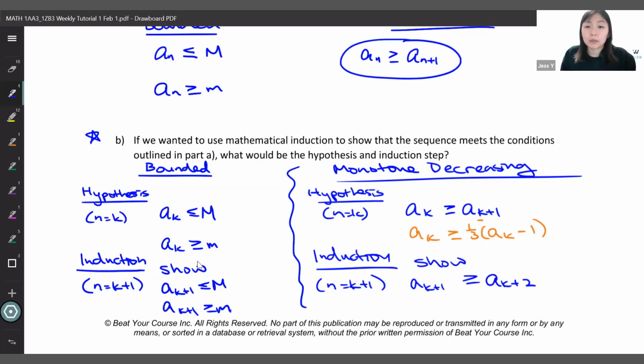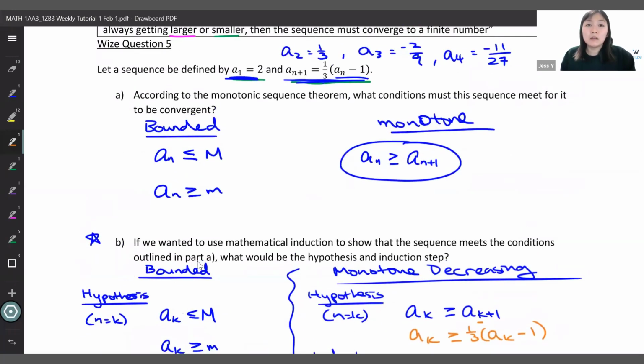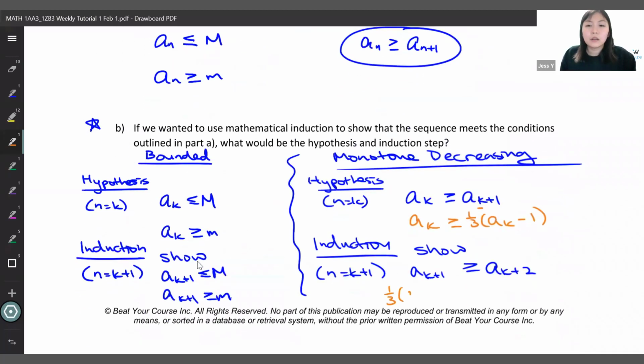So I'm just replacing the n with a k plus one, and I'm giving you guys this kind of hint because you will need it: you can actually rewrite this again using this formula up here. It says that for any a_{n+1}, that's going to be 1/3 a_{n-1}, meaning that whatever I put in here, that's just going to show up here. So this is 1/3 a_{k-1} is greater or equal to, now I'm going to bump it up one more, 1/3 a_{k+1-1}. So I'm allowed to expand it using that formula, okay? So those are the hypothesis and induction step.